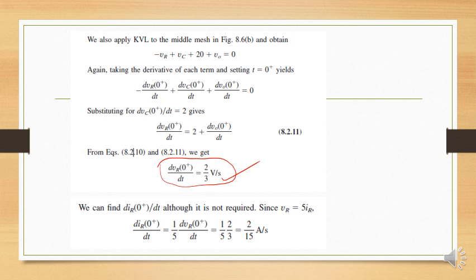We can also find out diR of 0 positive over dt as VR is equal to 5 iR, putting the values, and finally what we got is this result.